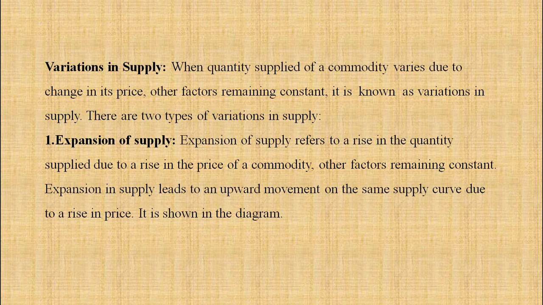Students, understand, only price is responsible for the change in supply. This is what the variation is. Expansion means price rises, supply also rises. So expansion of supply is a rise in the quantity supplied due to the rise in the price of the commodity, other factors remaining constant. So expansion of supply is the upward movement on the same supply curve.